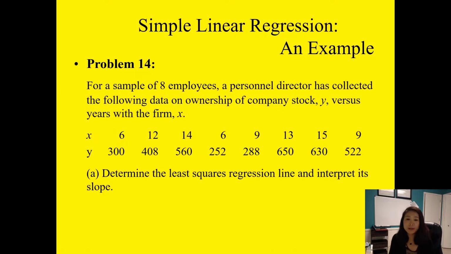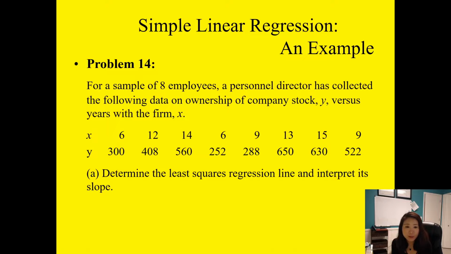So that's why, in question number 1, determine the least square regression line. The reason we call it the least square regression line is because we're using the least square method to estimate the simple linear regression equation. So you have to put a note for yourself. Although we call it least square regression line, actually we are asking for the estimated regression equation. And then after you get the equation, you have to interpret its slope.